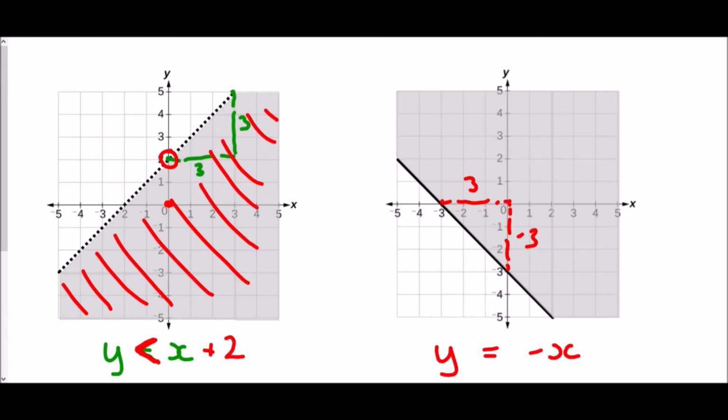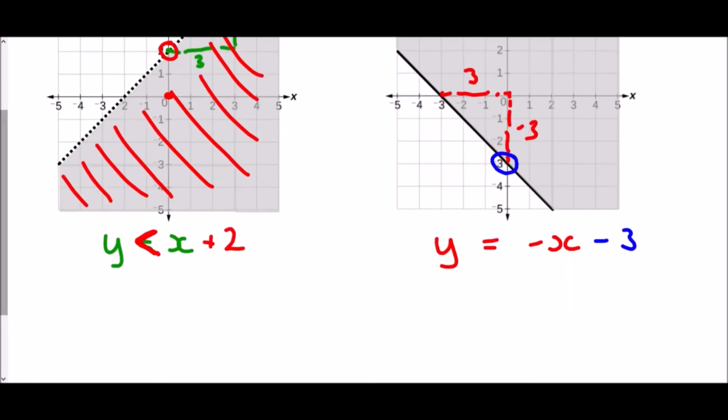And where does it cross the y-axis? Well, it crosses at negative 3. So negative x, take away 3. Now, if you wanted to rearrange this so that we didn't have a negative involved in terms of x, well, we could just add x to both sides. So we could say that this is x plus y equals negative 3.